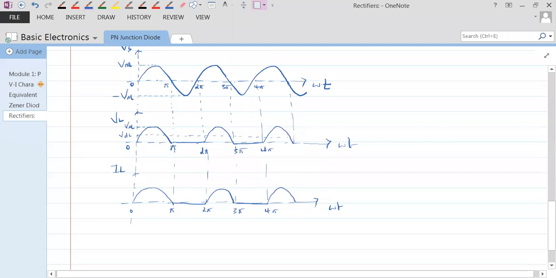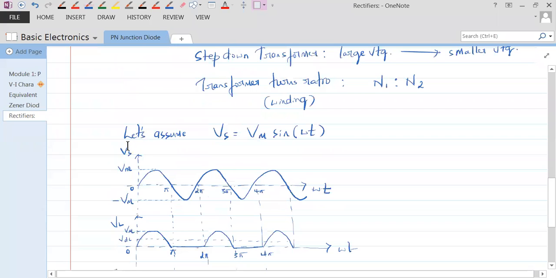Fine, there are ripples present. Okay, sorry, this is IM, and there is some DC component also, which is represented by the dotted line here, and that is called IDC. Okay, so this is the IDC and VDC we are talking about. Everybody understand that?